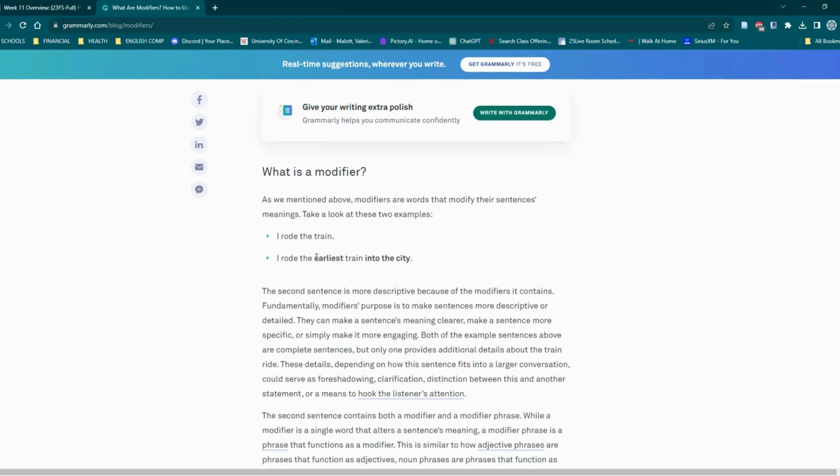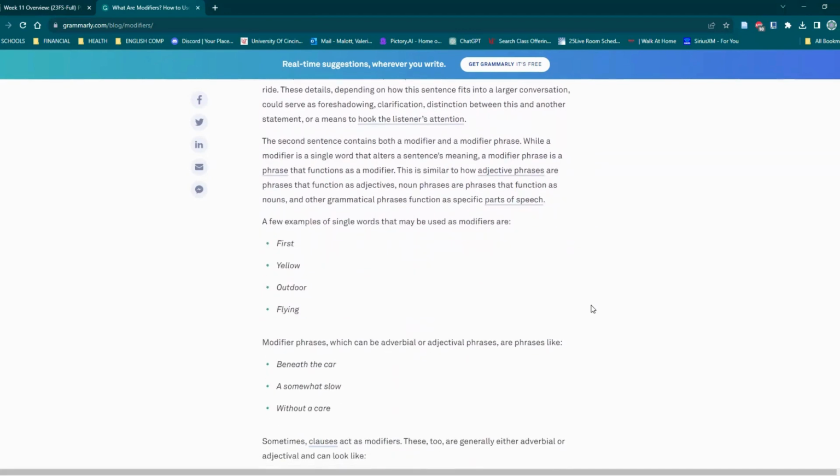See here the words that are bolded tell us a little bit more about what's going on in the sentence. It makes things more descriptive, more detailed. It can make the meaning clearer. It can make the sentence more specific, or simply make it more engaging, more interesting to the reader. So usually we use either adjectives or adverbs, right? We have adjective phrases and we have adverbs that help to modify the meaning, help to describe, help to add detail to the sentence that we are writing.